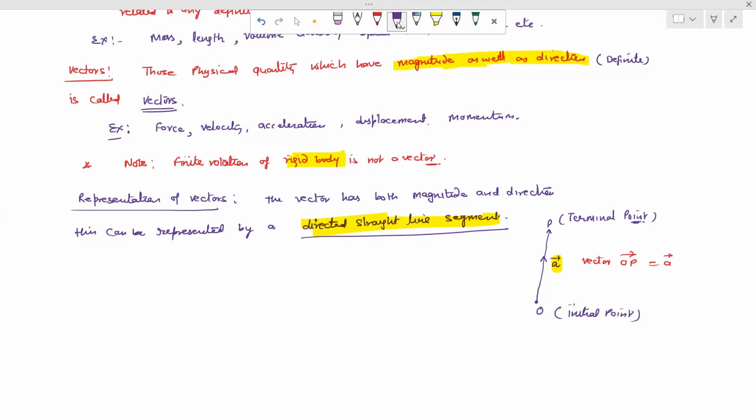We always represent the vector by an arrow, so remember this thing. When we represent the vector, it will be represented by an arrow. Now, after understanding the representation of vector, we move to the next definition, that is the modulus.